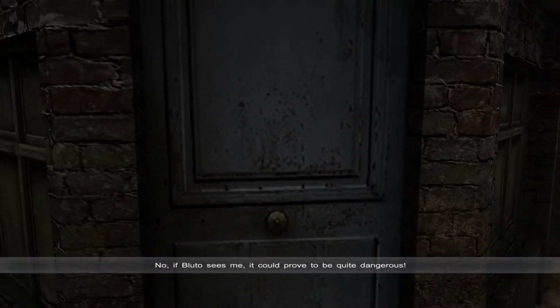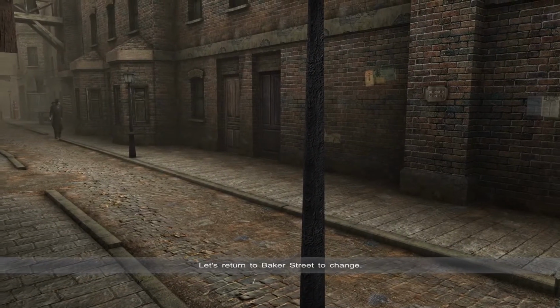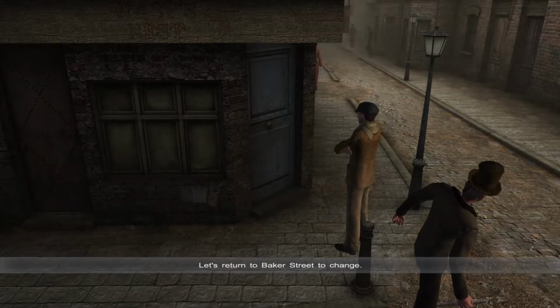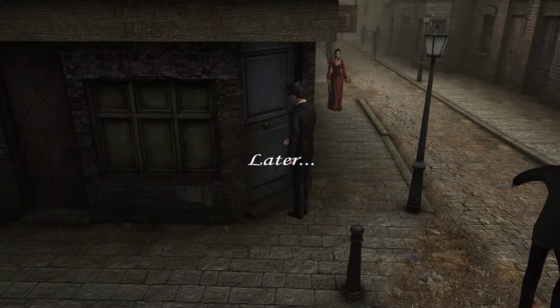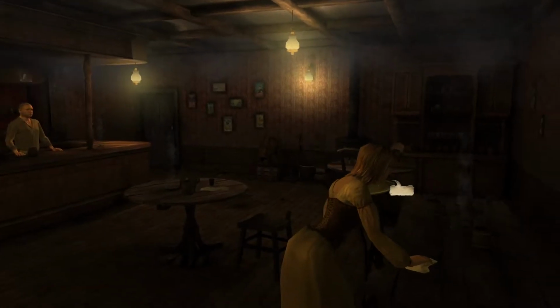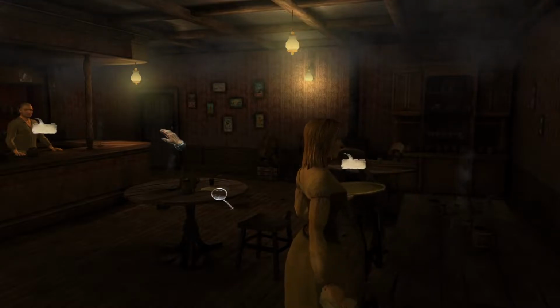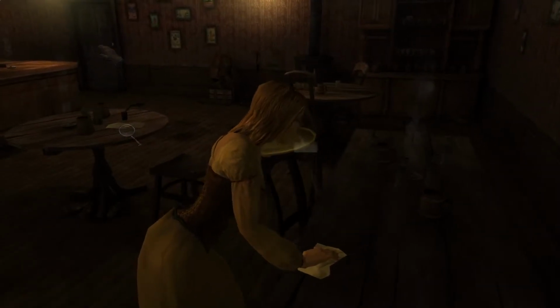No, if Bluto sees me, it could prove to be quite dangerous. Let's return to Baker Street to change. Oh, right. Oh, right. So let's talk to you first.